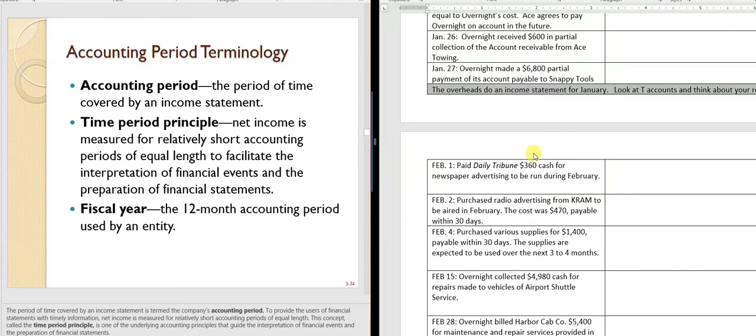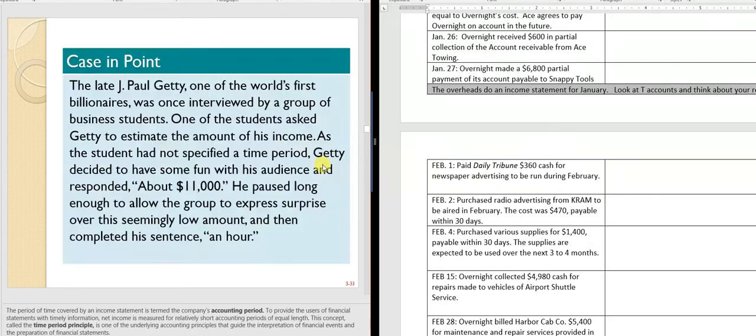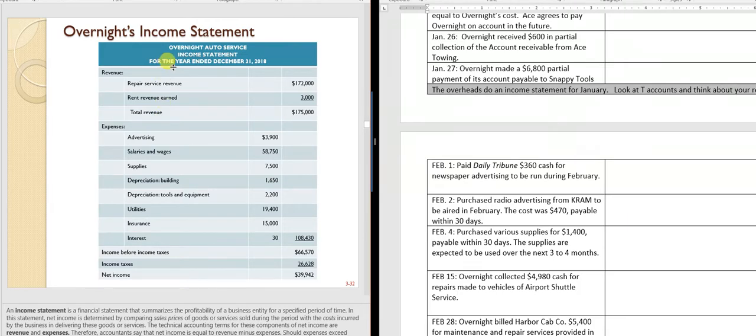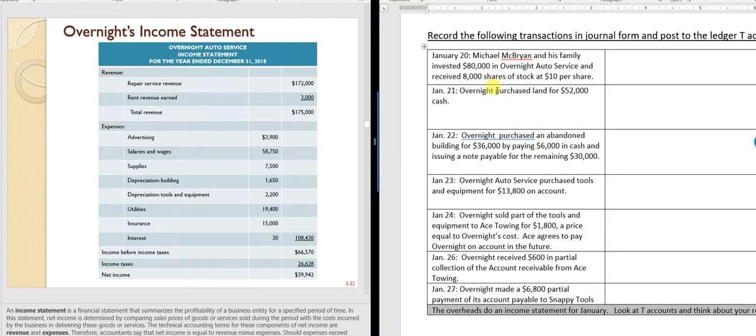Okay, back up to some of your definitions up above. The accounting period is the time period covered by your income statement. So in this particular one, they did it for the year ended December 31st, 2018, and I believe we are probably in the next year, 2019. That's why we don't have anything yet.